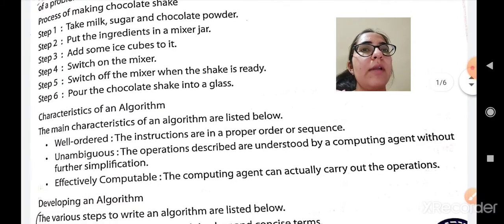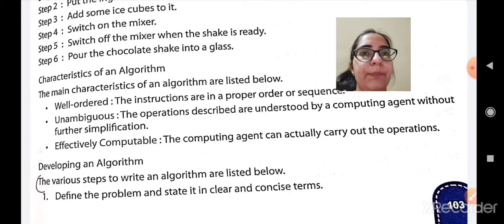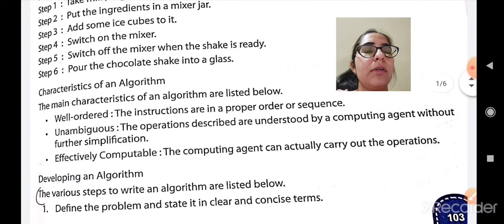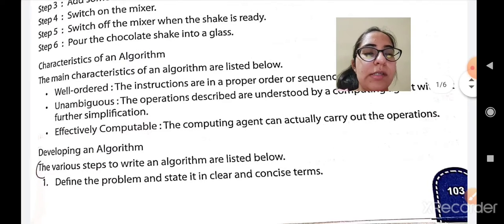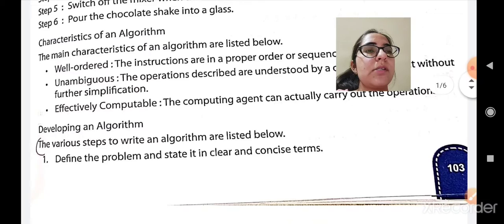Now let us see the characteristics of an algorithm. The main characteristics of the algorithm are listed below. First, it is well ordered. The instructions are in the proper order or a proper sequence. Then it is unambiguous. It means the operations described can be understood by a computing agent without further simplification. Next, it is effectively computable. The computing agent can actually carry out the operations. These are the characteristics of an algorithm.